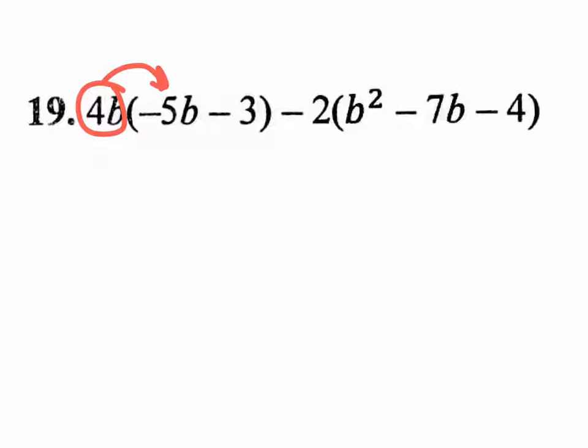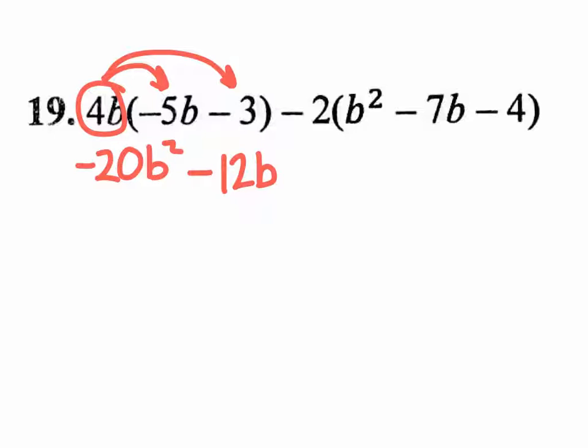4b times negative 5b. What do we get? Negative 20b squared. And then 4b times negative 3. Notice that the minus 3, I'm calling it a negative 3. It's easier. What's 4 times negative 3? Negative 12, but I'm putting it as a minus 12. And of course with the b on there. Because the b right here, there was no b to multiply it by, so you just bring down the b at the back.